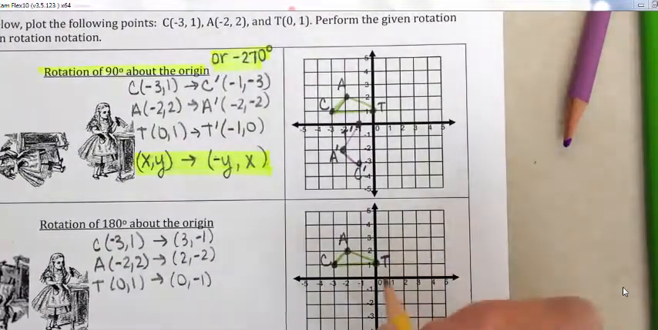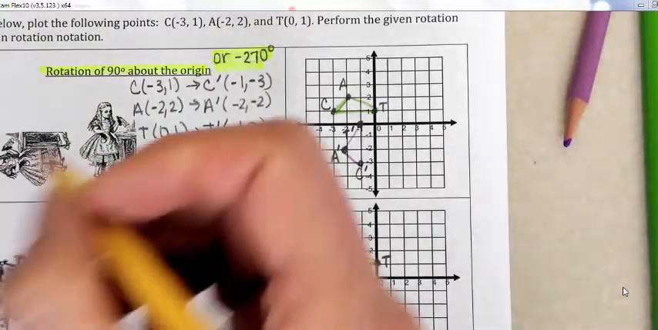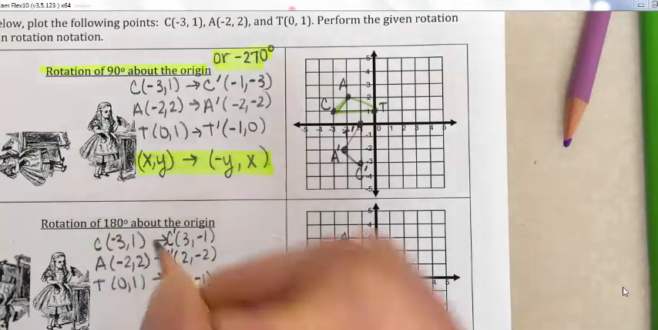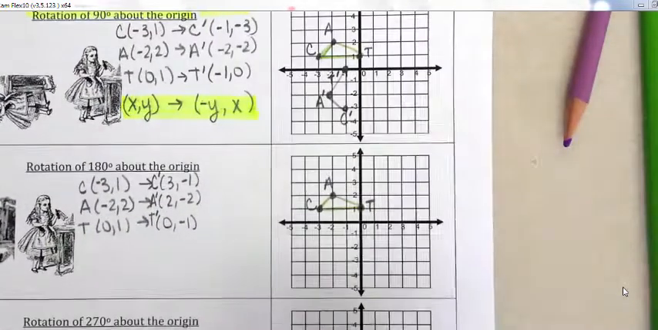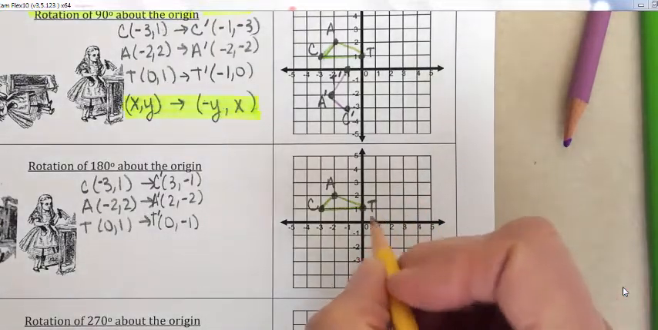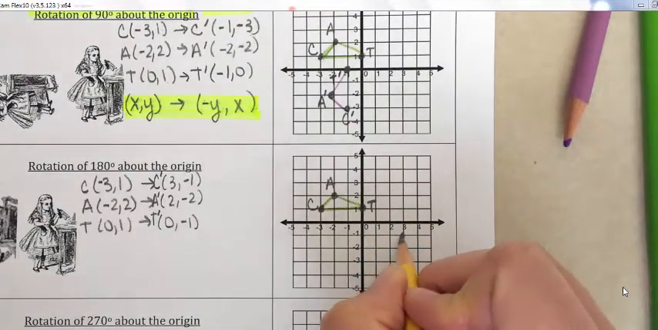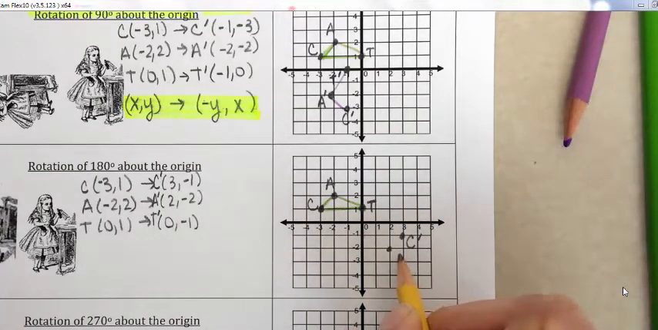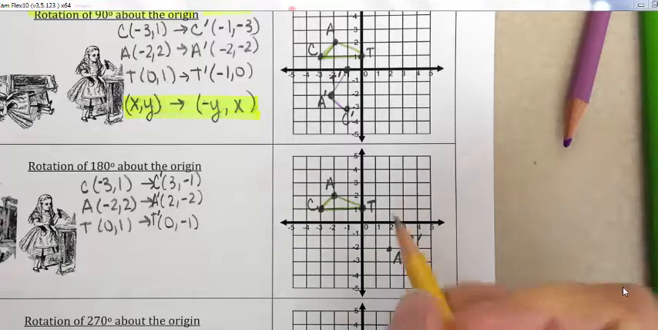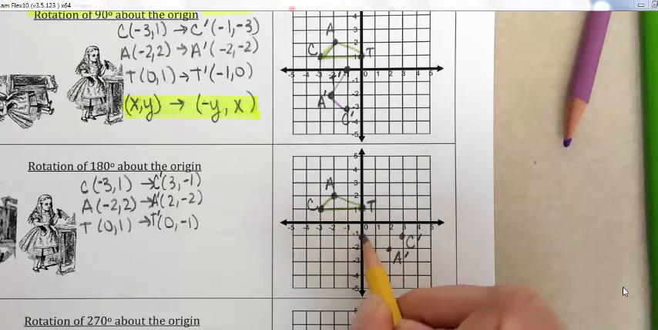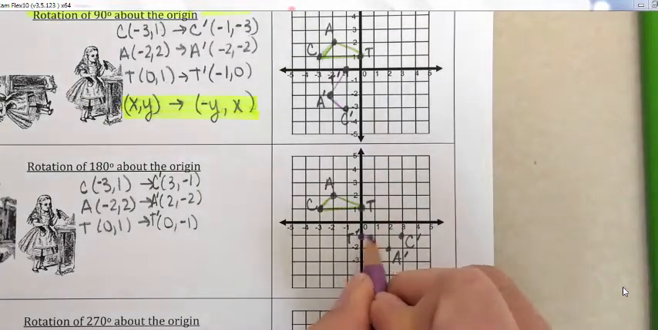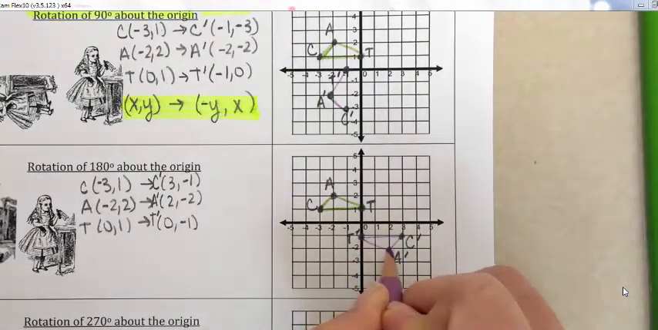Okay, so I'm going to go ahead and draw that now. So C prime, oops, I forgot to put the C prime. There we go. Sorry about that. I got excited about writing them down. Alright, so C prime becomes 3, negative 1. A prime became 2, negative 2. And T prime became 0, negative 1. And now let's see if we can come up with a general rule.